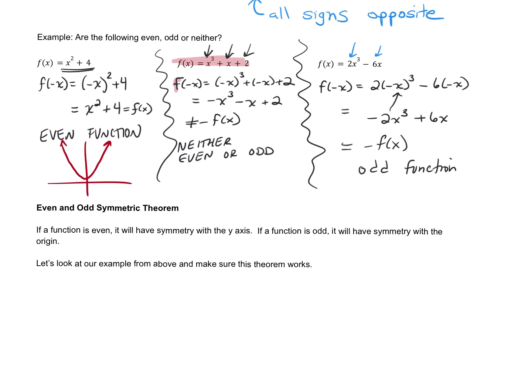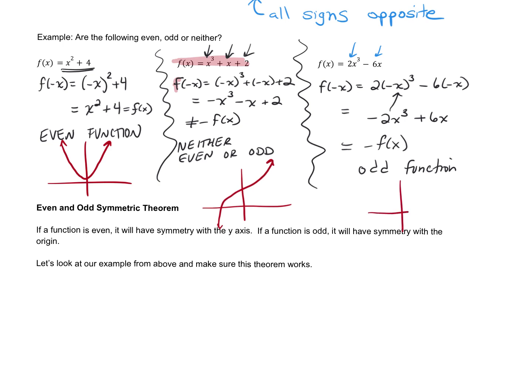Now this function, x cubed plus x plus 2, I don't 100% know what this looks like, but it looks something like this. So it is definitely not symmetric to the origin, and odd functions have symmetry to the origin, and definitely not with the y-axis. That's why it's neither.